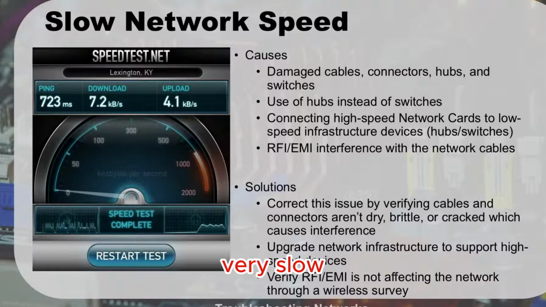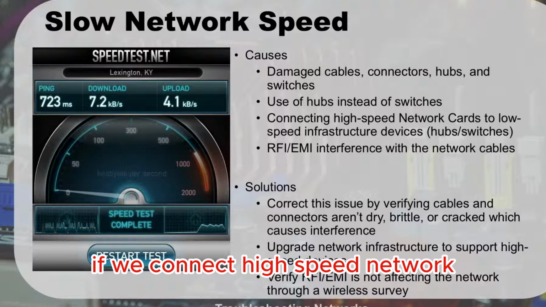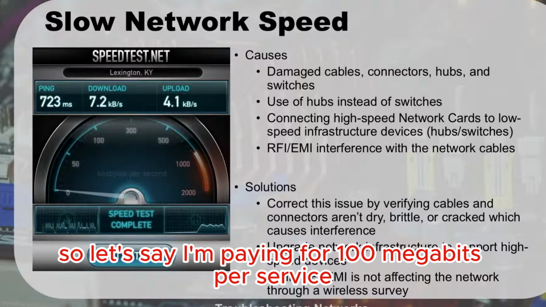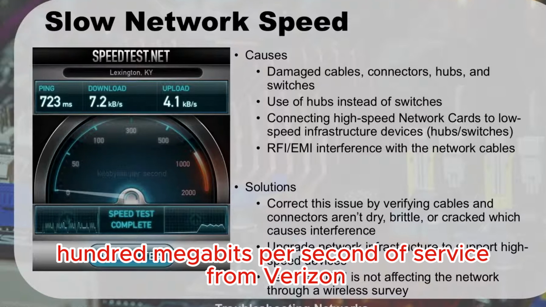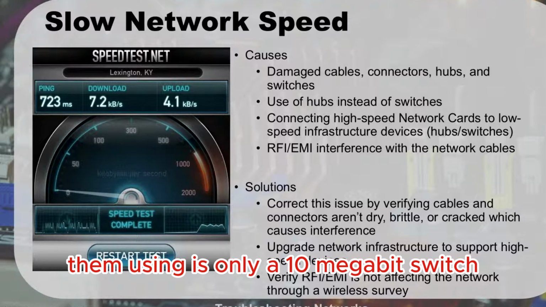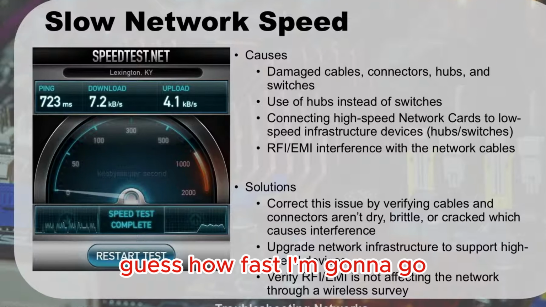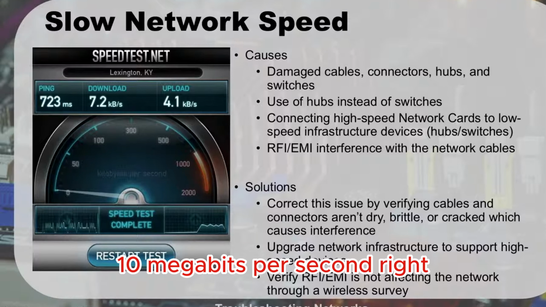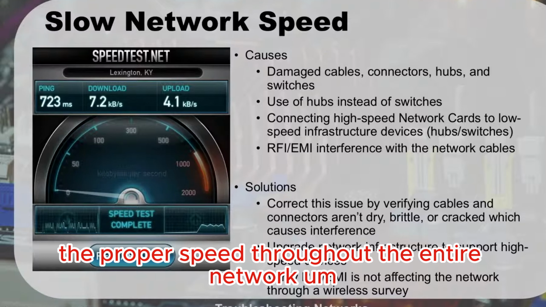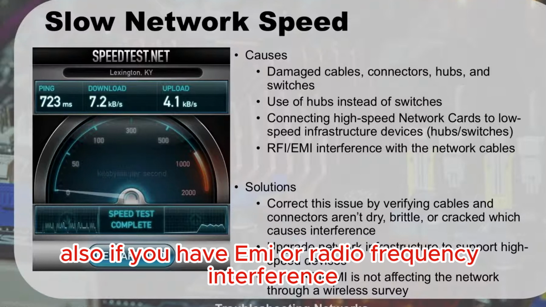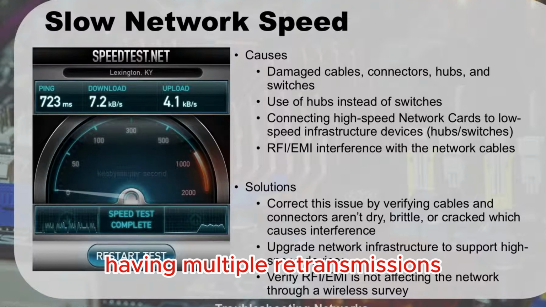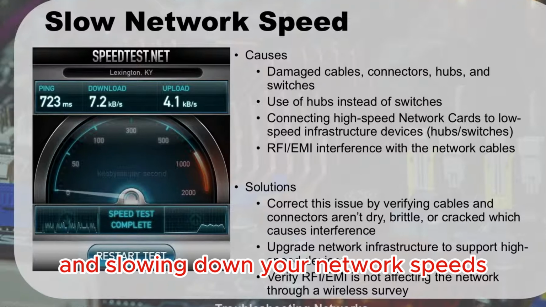Very, very slow. If we connect high-speed network cards to low-speed infrastructure, so let's say I'm paying for 100 megabits per second of service from Verizon Fios, but my hub or switch that I'm using is only a 10 megabit switch. Guess how fast I'm going to go? 10 megabits per second, right? So you want to make sure you're using the proper speed throughout the entire network. Also, if you have EMI or radio frequency interference, this can cause issues for your network cables, having multiple retransmissions and slowing down your network speeds.